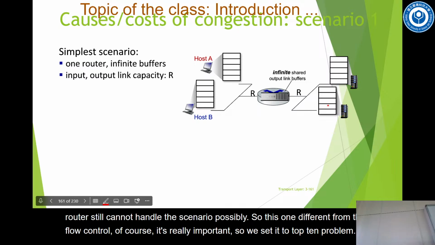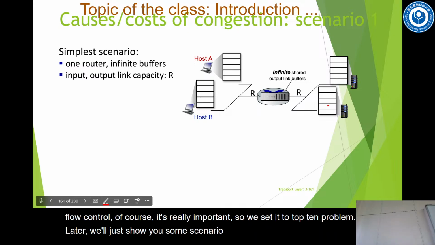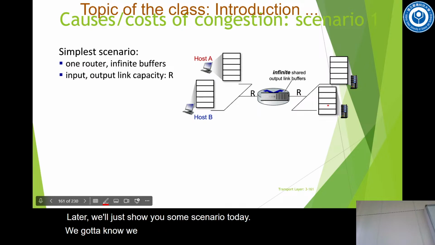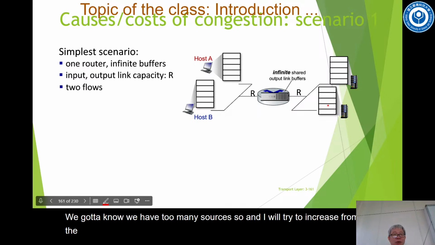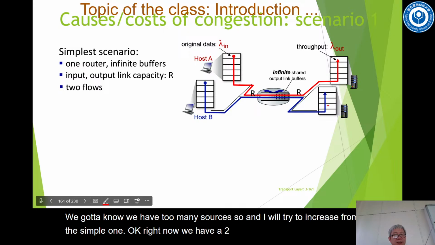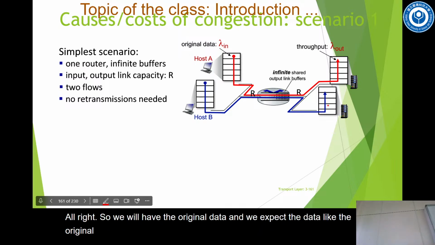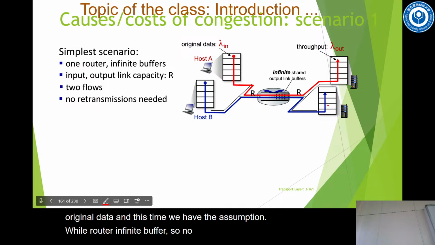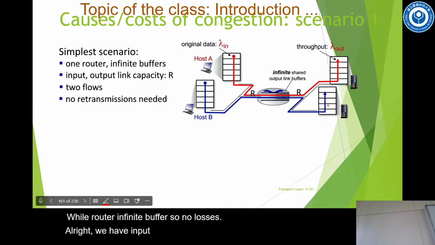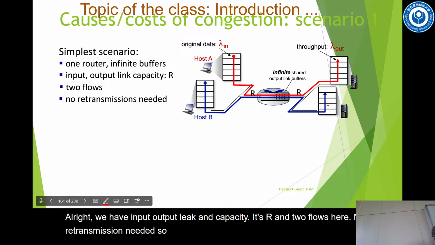Well, later we'll show you some scenarios to let you get a feel. We already know we have too many sources. So right now we try to increase from the simple one. Okay, right now we have two flows only. All right, so we will have the original data and we expect the data like the original data. And this time we have the assumption: one router, infinite buffer, so no losses. All right, we have input-output link and capacity is R, and two flows here. No retransmission needed. So we have the perfect assumption.